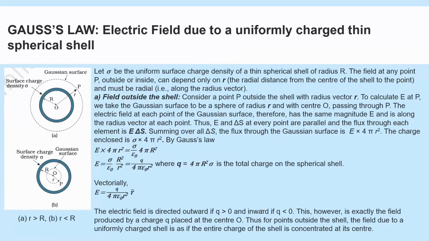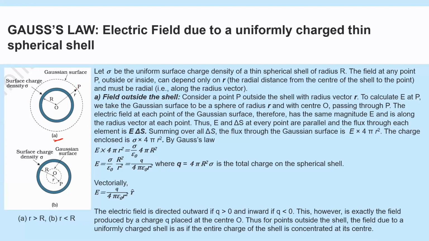Now we come to the third application of Gauss's law, that is the electric field due to a uniformly charged thin spherical shell. Over here we are going to consider two cases. One where the electric field that we are considering is outside the spherical shell, and the next one where the Gaussian surface is going to be inside the spherical shell.